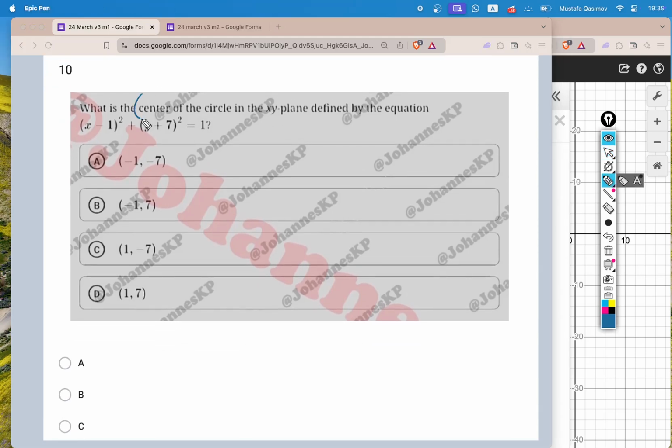It asks what's the center of the circle. Here you will get 1. You have to make it equal to 0. It's -7. 1 at -7 will be C.